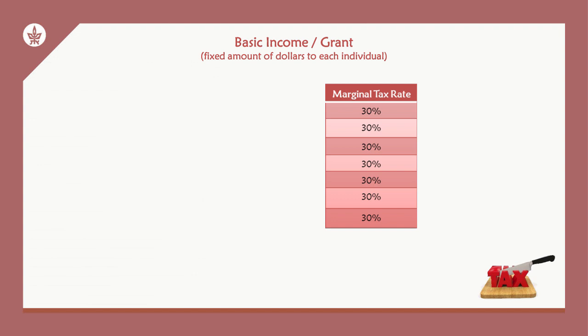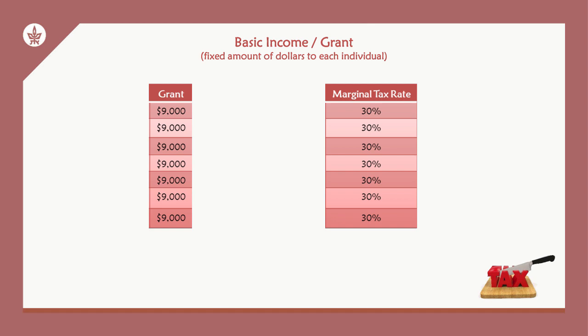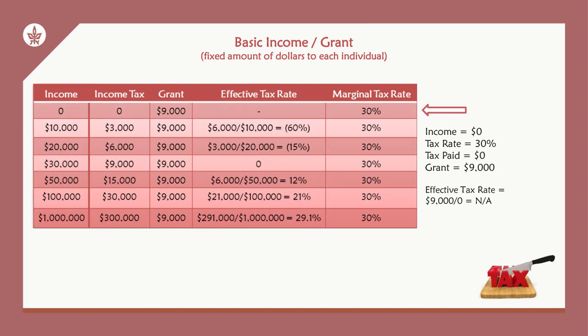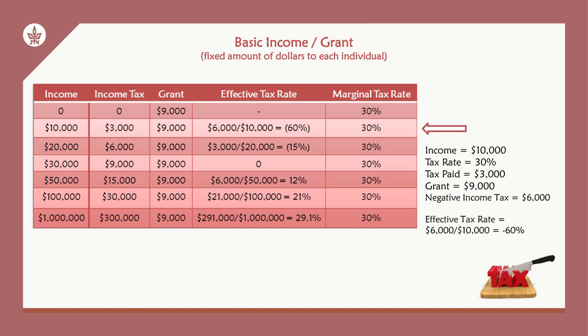If the government imposes a 30% fixed marginal tax rate and provides a cash or in-kind fixed annual grant of $9,000 to each and every taxpayer, the tax rate schedule is the following. A resident with zero income receives an annual transfer of $9,000. A resident with income of $10,000 pays 30% income tax, that is $3,000, but receives a grant of $9,000.